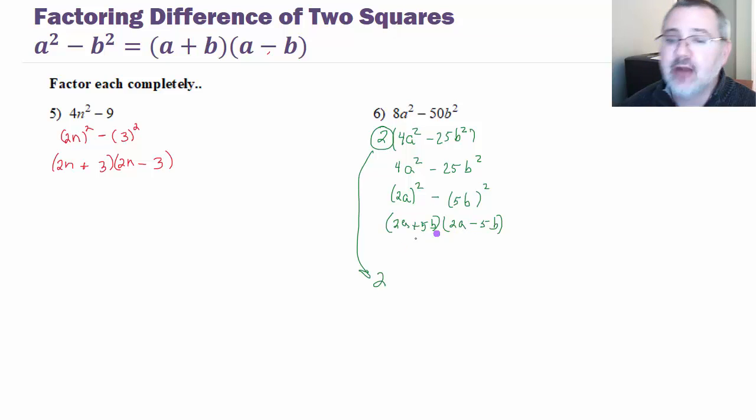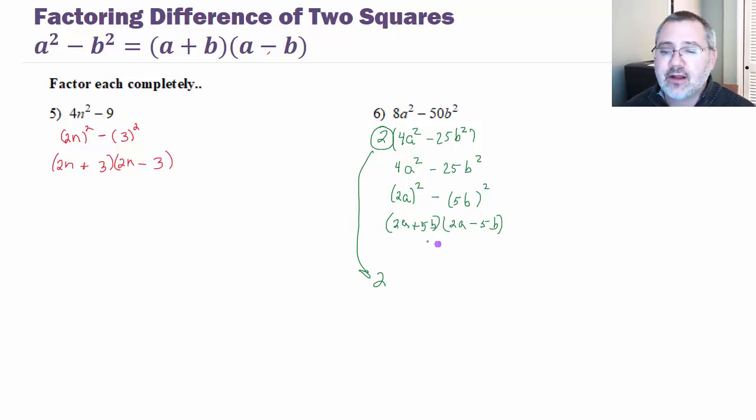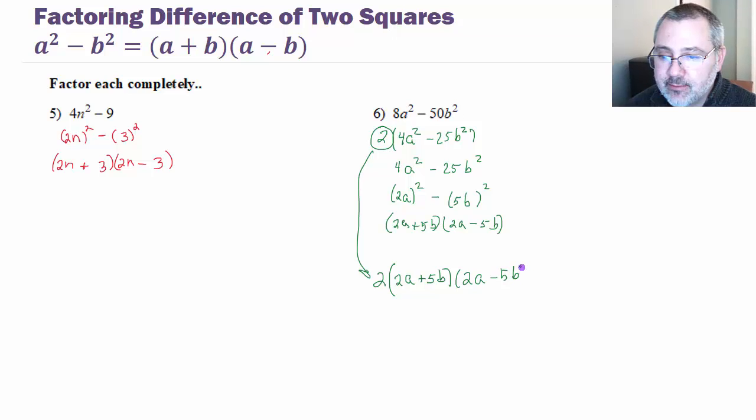And again, it doesn't matter whether or not you write the plus or the minus first. Just remember to write it with your final answer. And 2 as a common factor is part of the final answer. So it's really 2 times the quantity of 2a plus 5b times the quantity of 2a minus 5b. And that is our final answer for this difference of two perfect squares.